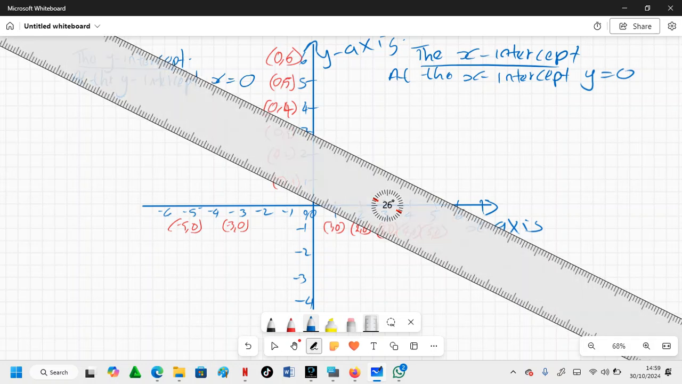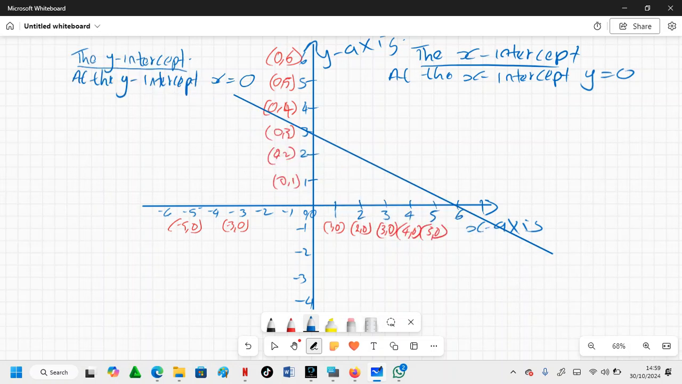Just for example, if we have a line like this one, let us draw this line. See, for example, that line right there touches the x-axis where x is 6 and touches the y-axis where y is 3. So the x-intercept is (6, 0), and the y-intercept is (0, 3). You'll notice that along the x-axis, y is always 0, right? Along the x-axis, y is 0, and along the y-axis, x is 0.